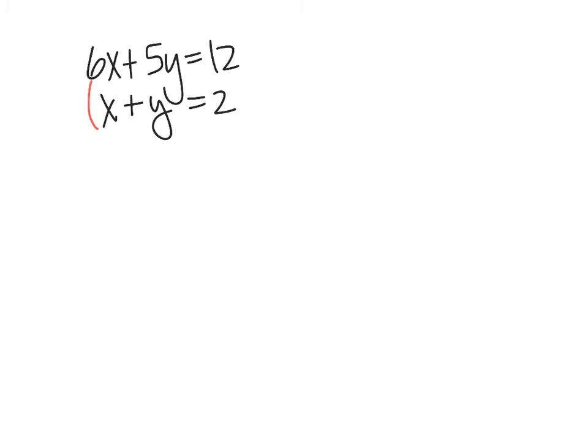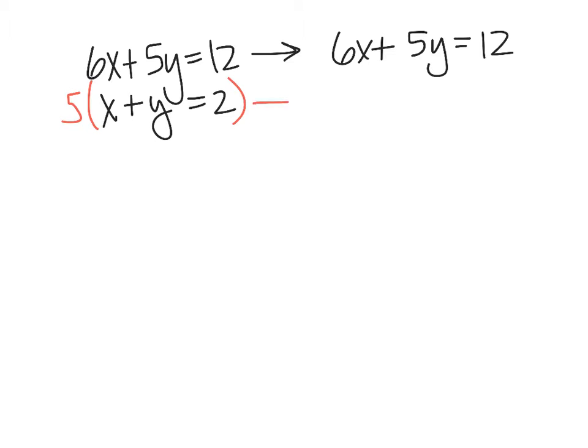So we're going to multiply everything in the bottom equation. I'm going to make the y's match because 5 seems like a little bit easier to deal with than 6. So I'm going to multiply everything through by 5. So this guy up here, he changes nothing at all. 6x plus 5y equals 12. That is an identical equation. This one down here on the bottom changes by a multiple of 5. So this is 5x plus 5y is equal to 10.